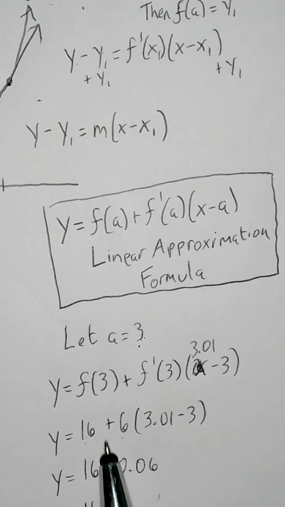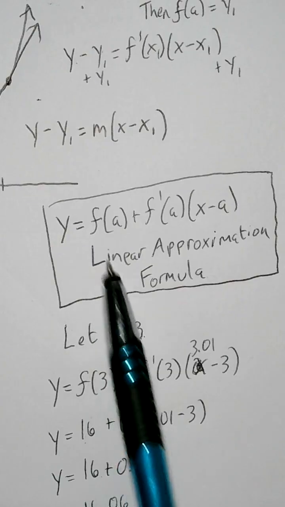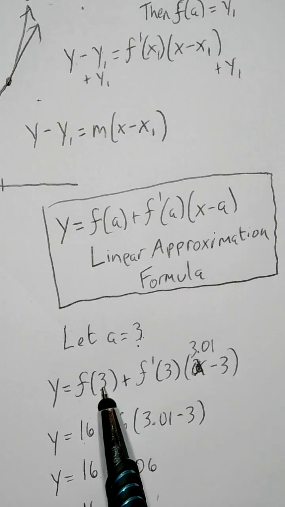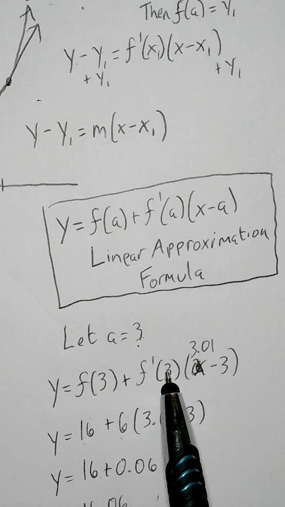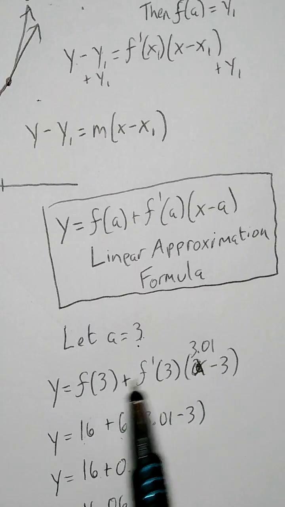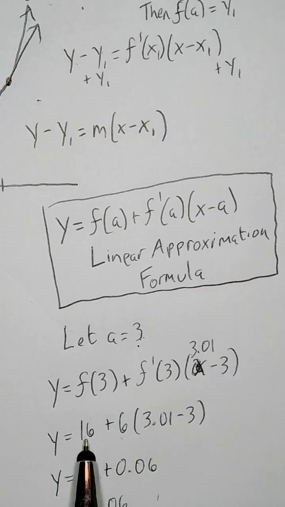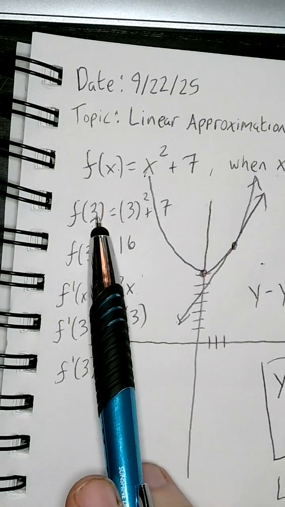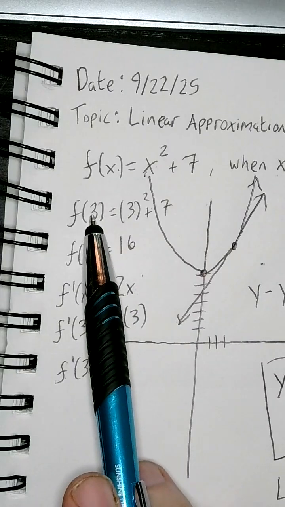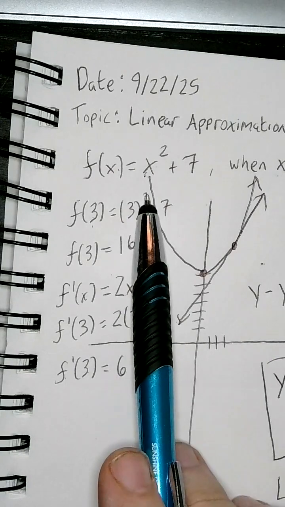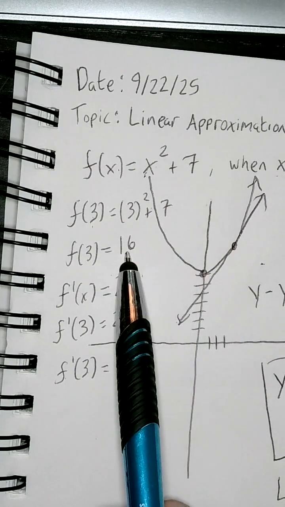Here, I let a equal 3. According to the formula, I need to take f of x at x equals 3 plus f prime of x at x equals 3, times my point of interest minus my nice point. That's how I got this. I saw multiple people ask this, so I'll show it to you. Here's where I got the 16. a is 3, so I plugged 3 into this equation. 3 squared is 9 plus 7 gives me 16.